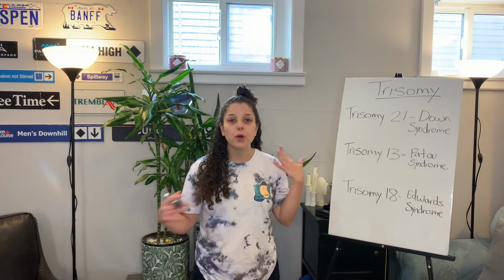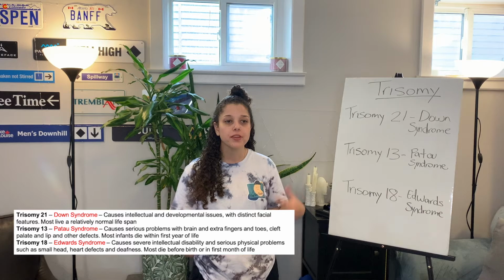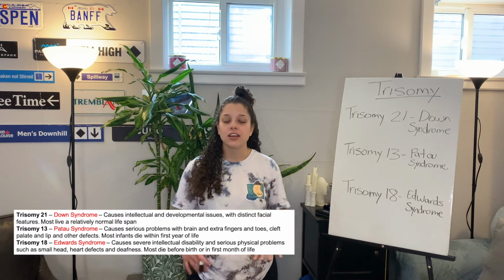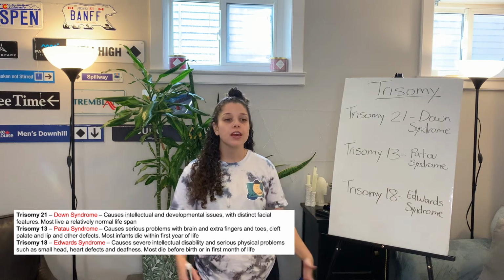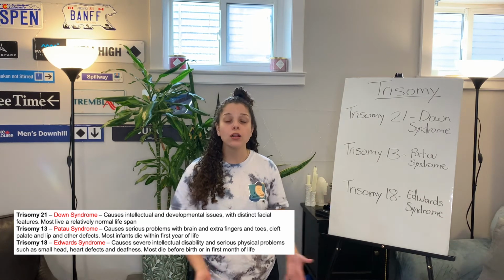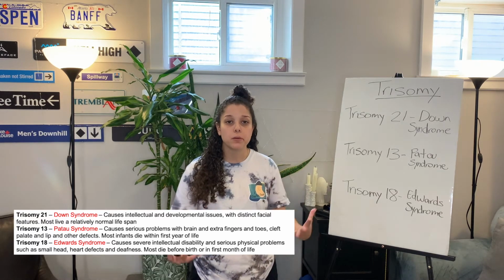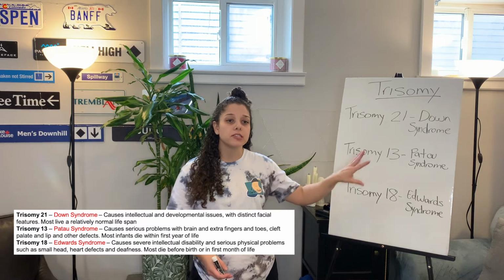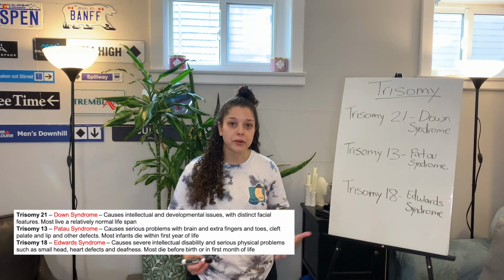So trisomy 21, probably the most well-known form of trisomy, causes Down syndrome. The next one we'd like to look at is trisomy 13, and this leads to Patau syndrome. And trisomy 18 leads to Edwards syndrome. So all of these lead to large defects within the infant that's being born, and in some cases, particularly with Patau and Edwards syndrome, lead to death very early on.